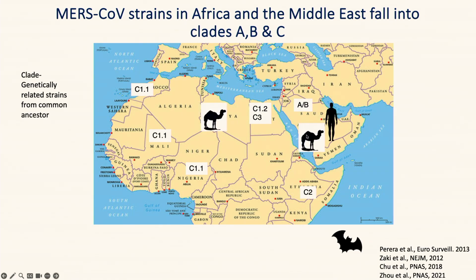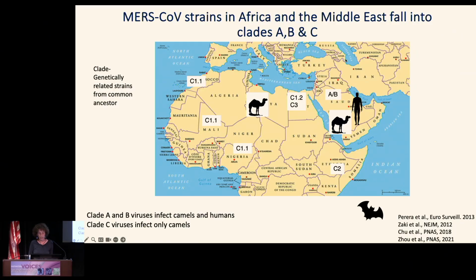MERS can transmit from camels to humans, like I just talked about in the original epidemic. But in Africa, the humans don't seem to get infected by the virus. So the viruses in Africa are a little bit different from the ones in Saudi Arabia, not very different, but different enough. And so that's one of the things that we're starting to work with in our lab, trying to understand why these are so transmissible to humans and these are not. So the clade A and B viruses found in the Middle East infect camels and can spill over into humans, whereas the clade C viruses infect camels.